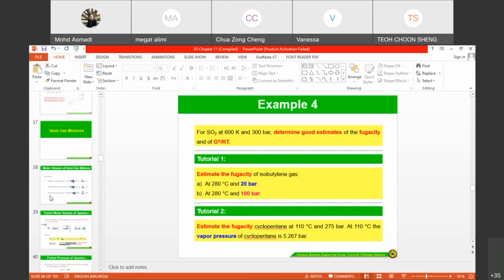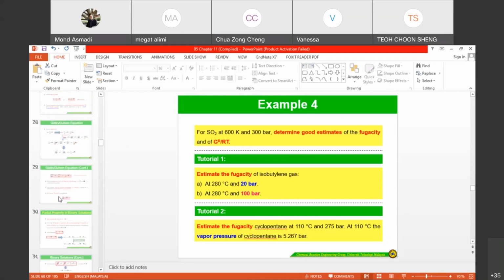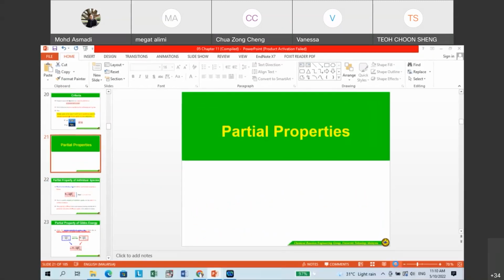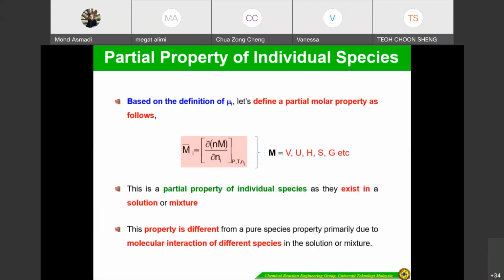For today, I think it's about the partial properties. Okay, about the partial properties. Actually, if you are familiar with the partial pressure, that is one of the partial properties.